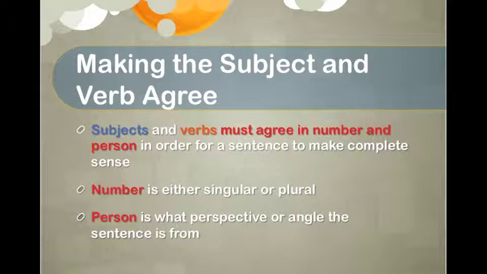So we'll look first at what number is. Number is either singular or it's plural. So think of bird versus birds. We have 1 bird and 2 birds. Person is what perspective or angle the sentence is from. That'd be I am talking about something versus you are talking about something versus the birds are singing about something.